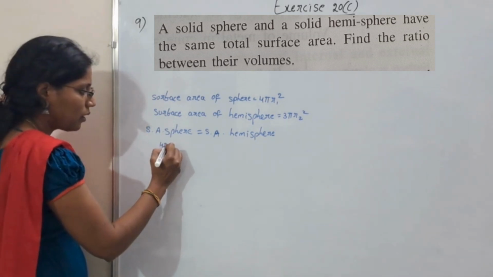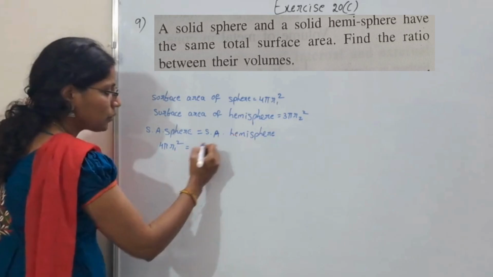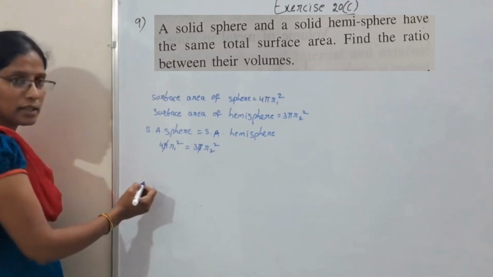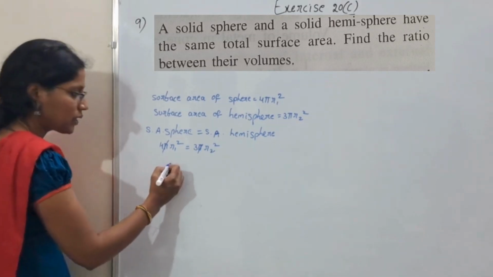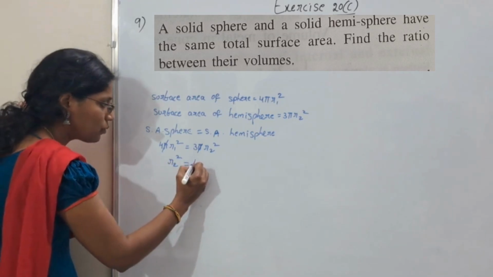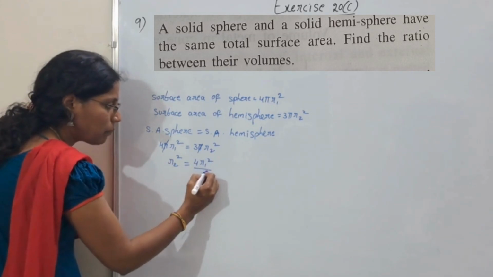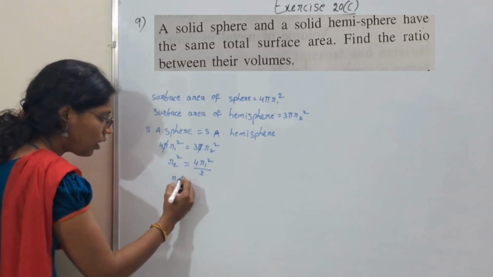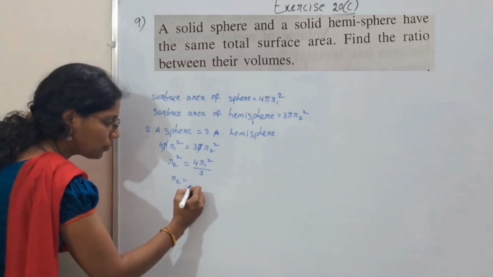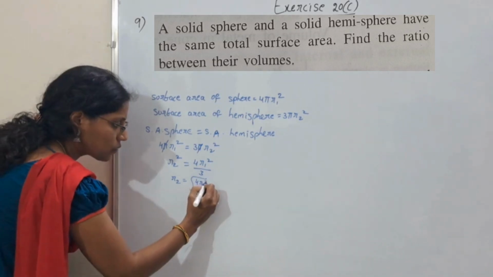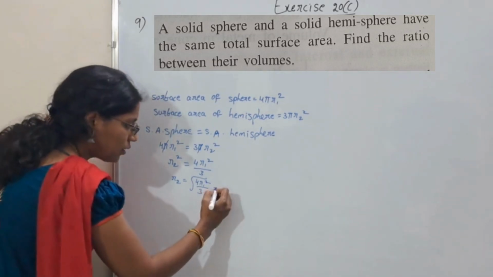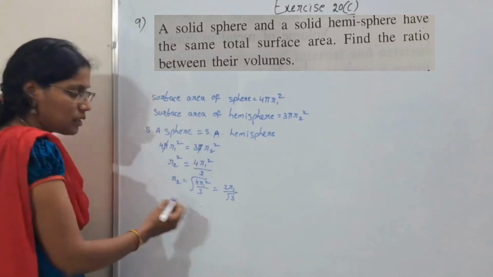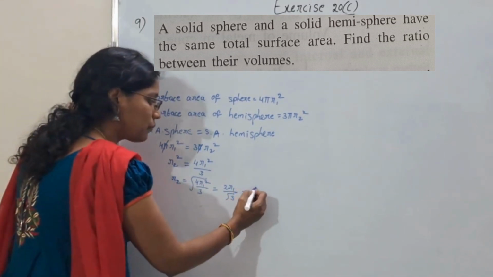Here 4 pi r1 square is equal to 3 pi r2 square. Pi cancels, and the 3 we have to shift to the left side. R2 square is equal to 4 r1 square by 3. The square we have to shift to the right side, so R2 is equal to root of 4 r1 square by 3. Here 2 r1 by root 3 will come. This is the R2 value, we can use it afterwards.